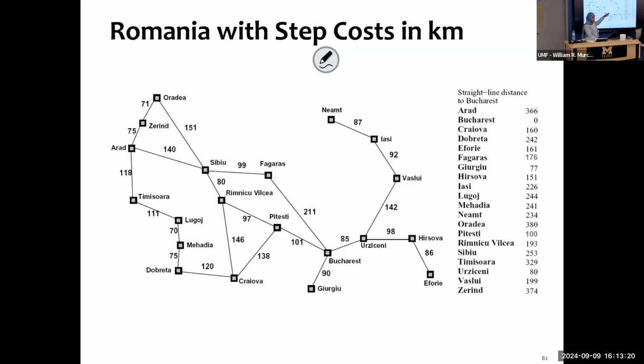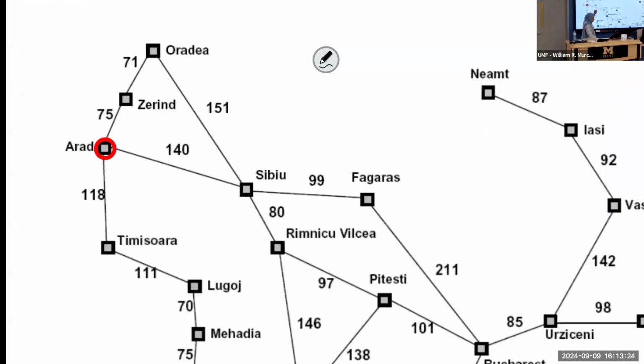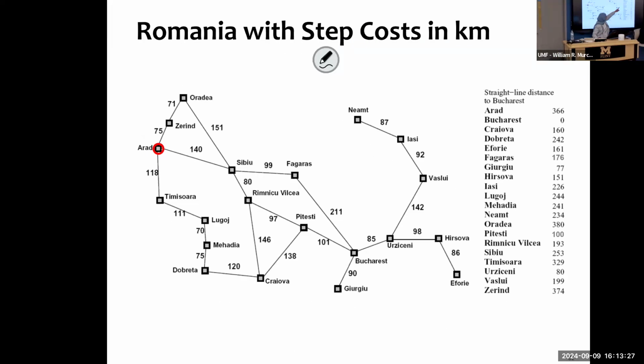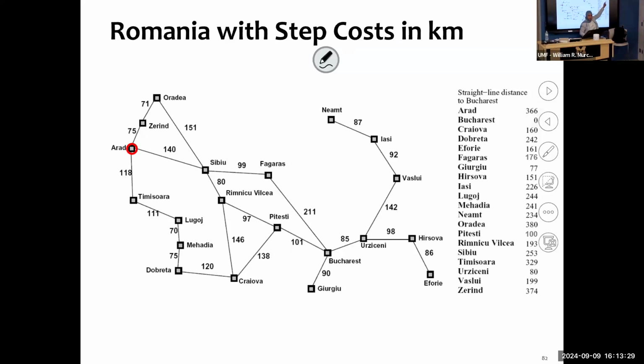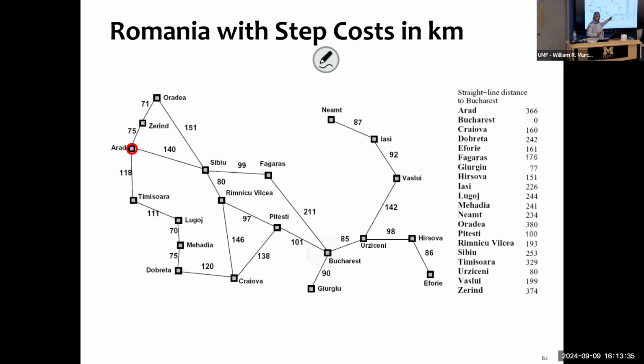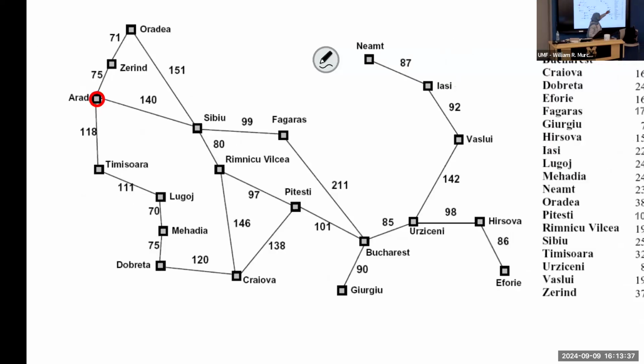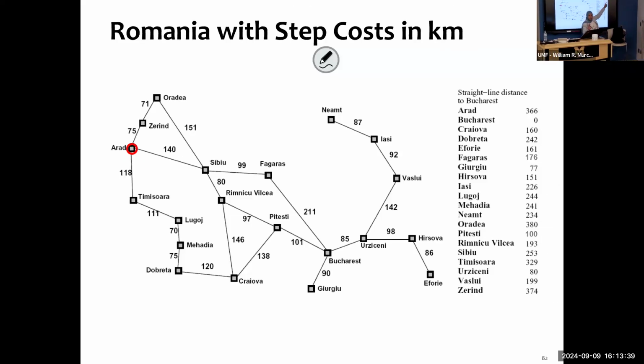Straight line distance is additional information given to reach the goal here. For example, the straight line distance from the initial point is equal to 366. When we come to the goal, which is Bucharest here, the heuristic function is equal to 0, which means we are there. So this additional information is going to help.